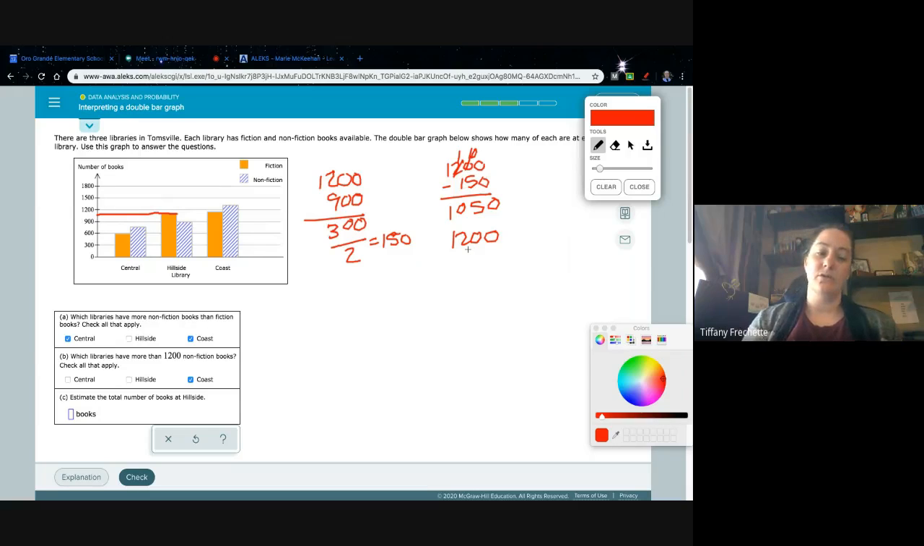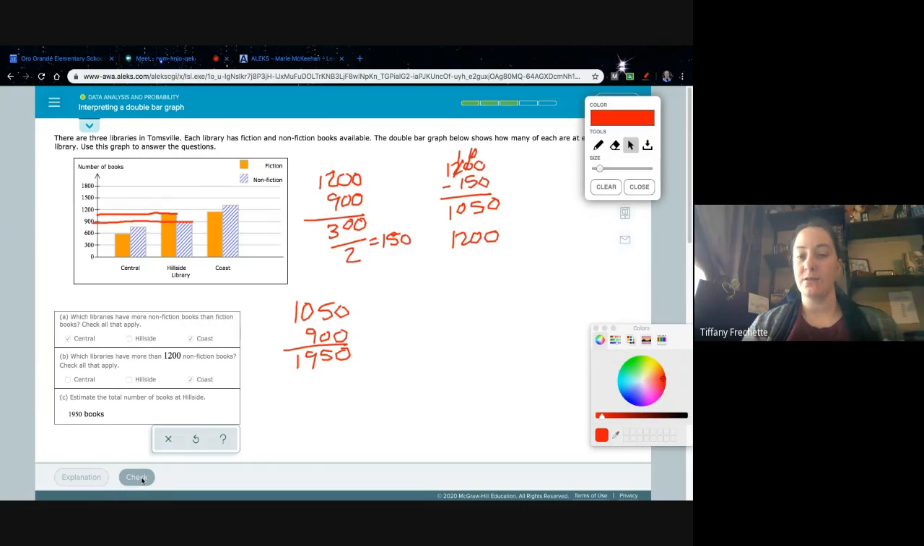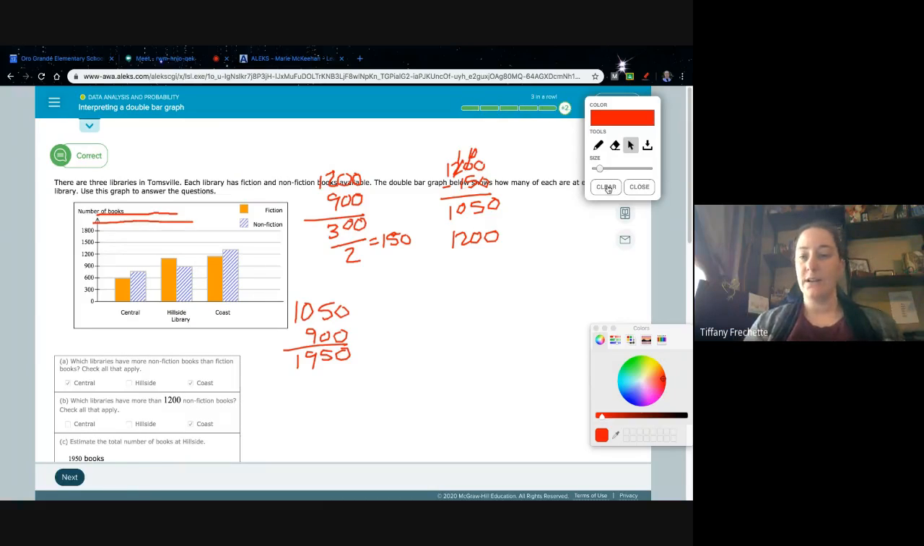So let's see. I think it's just barely above half. So I'm going to round it to 1,050, just because that seems pretty darn close to me. So I want 1,050, and this is how many fiction books I have. So now I need to add my nonfiction books, which is 900. So total, I'm thinking I have about 1,950 books. So let's see if they like my answer there. Perfect. They liked it. We complete another one. Yay.